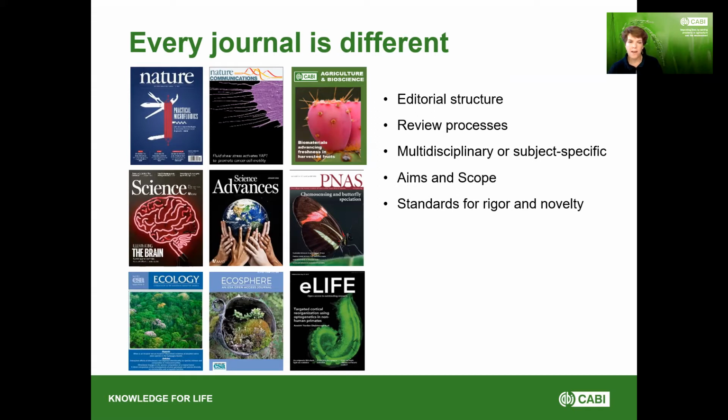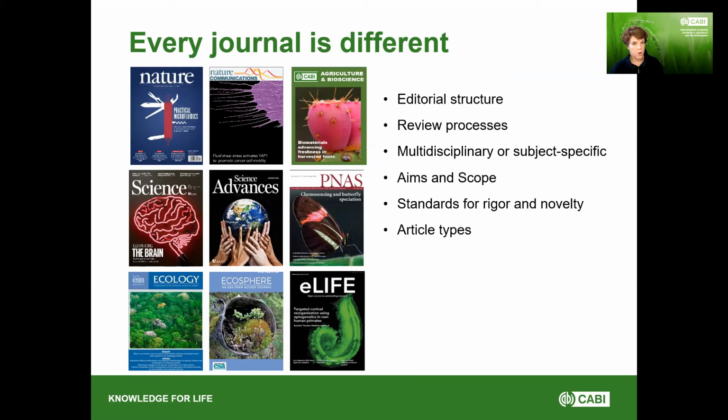Journals may also have different standards for rigor and novelty. So you'll see we'll be going over details about the content and the newness of the materials that you present. You need to be very clear about the standards for scientific rigor as well as for the newness of the information that you are presenting to a particular journal at a particular time.